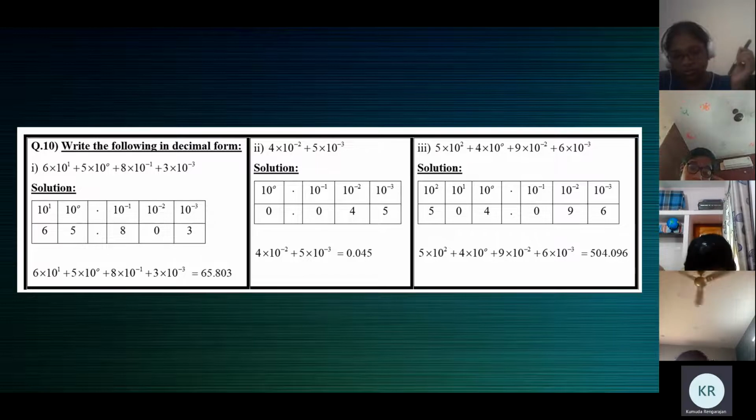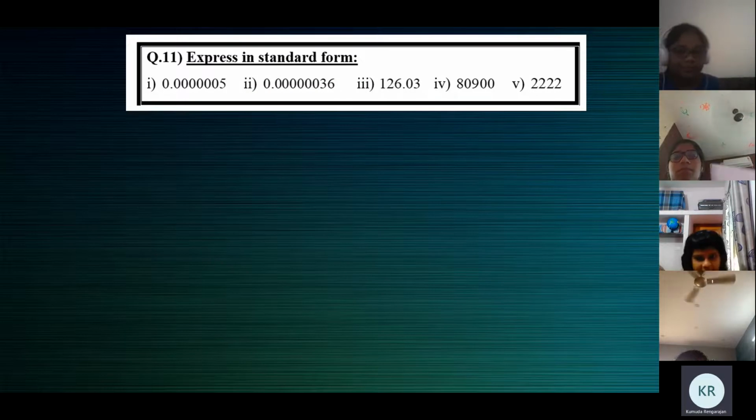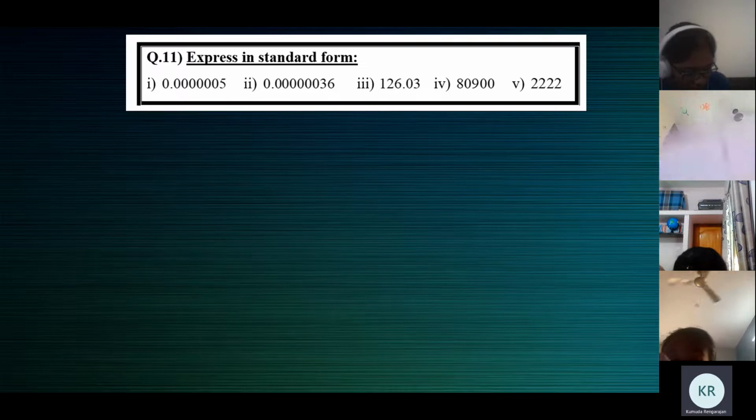Okay, over to the next one. Express in standard form. Express in standard form. Write down the question, children. Take down the first question alone. Write the heading and take the first one alone, first subdivision.